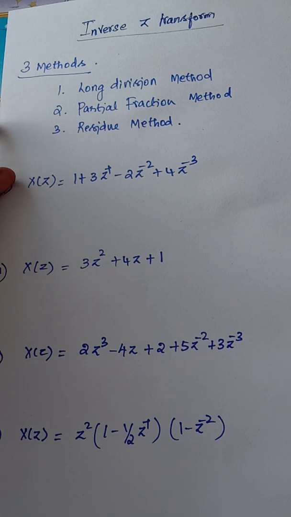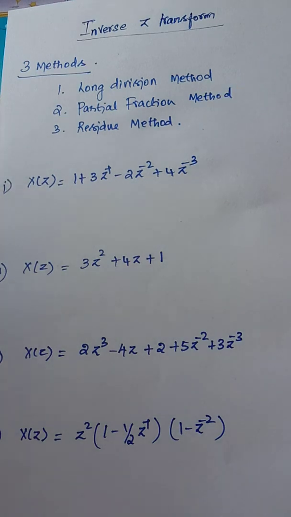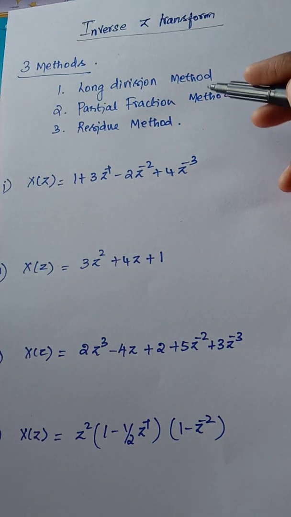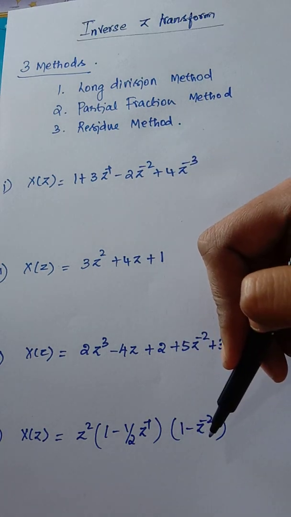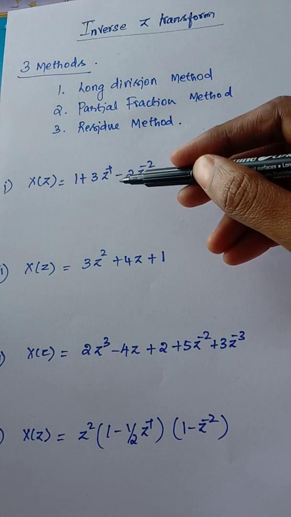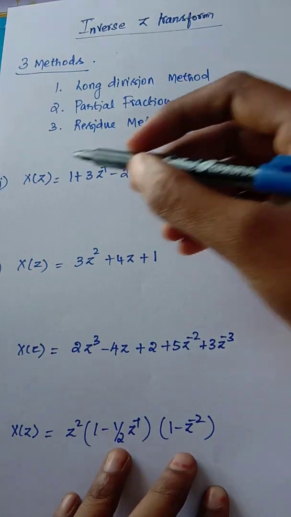In order to find the inverse Z transform, we have three different methods: the long division method, the partial fraction method, and the residue method. Apart from these methods, we can directly find the inverse Z transform just by seeing the transform, that is, X of z.